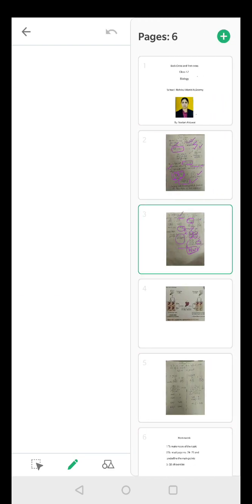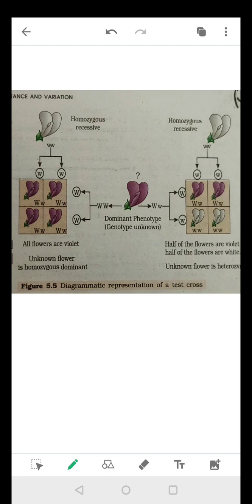Now see, this is a diagram which is mentioned in the NCERT, and this diagram exactly depicts the same that we have just discussed. Like, there is an F1 generation, the flower is purple, but we don't know the genotype of the plant. Phenotype, we know that the flower is purple, so it could be either WW or W small w. So we are going by the possibilities that we have discussed.